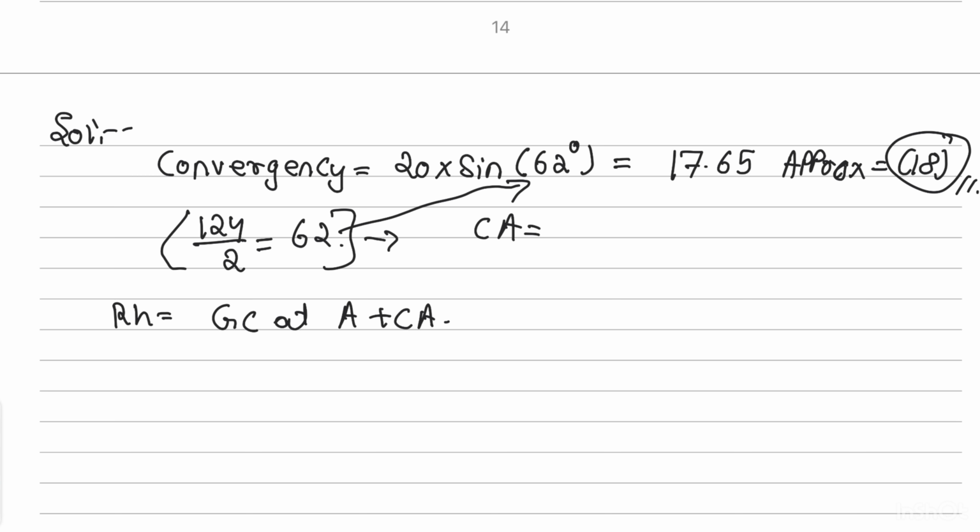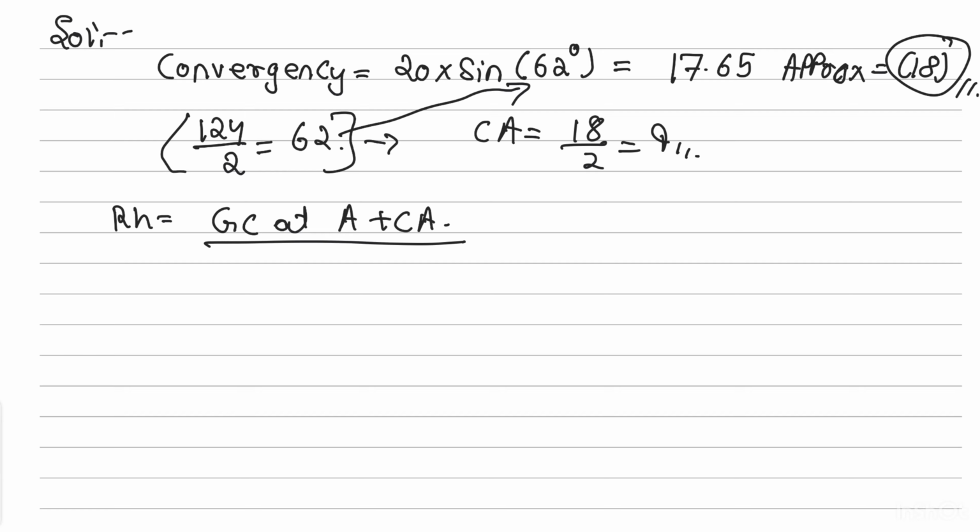Oh, I got it. I'm getting confused at 124 divided by 2. Okay, so 18 divided by 2, that is 9. I know the answer, I can't be wrong. I can give you a challenge. Okay, so 050 at A, so that is 9, that is 59 obviously.